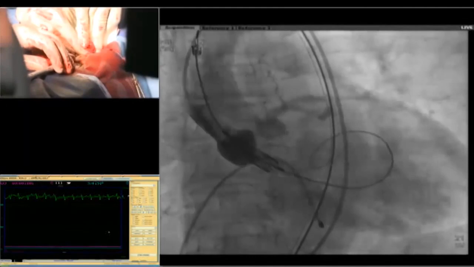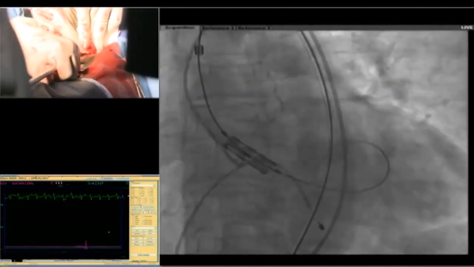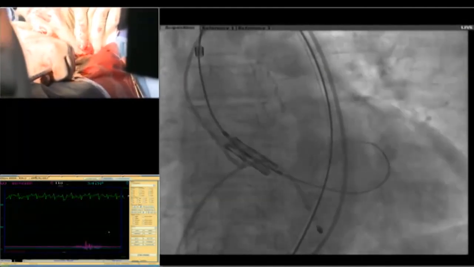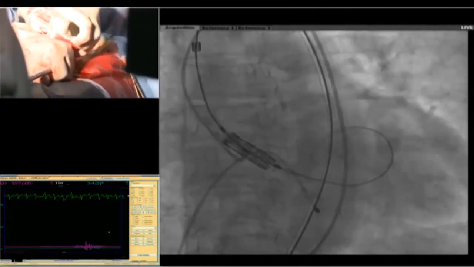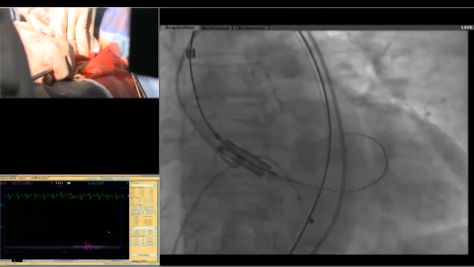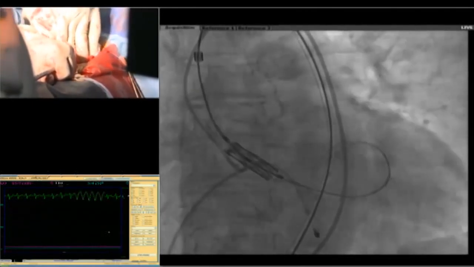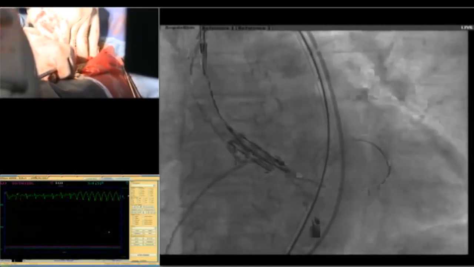Okay, so fluoro, you hold the valve. Okay, begin pacing at 160. Where's the pressures? Yeah, pacing also. Tell us the pressure. Okay. 160, please. Yes, sir, the pacing is 160. Okay. They're going too deep. Good.